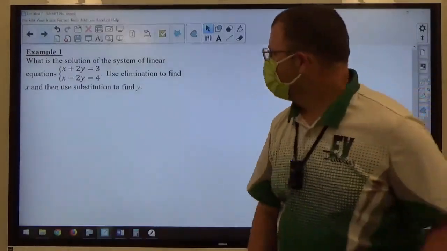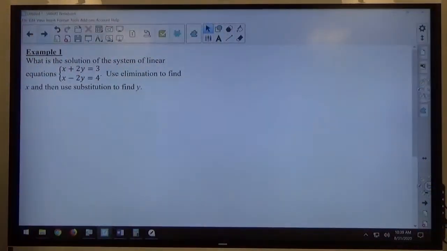All right, so example 1. It says, what is the solution of the system of linear equations x plus 2y equals 3 and x minus 2y equals 4?